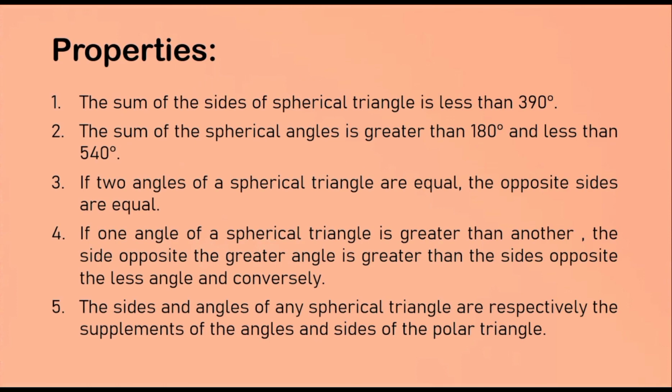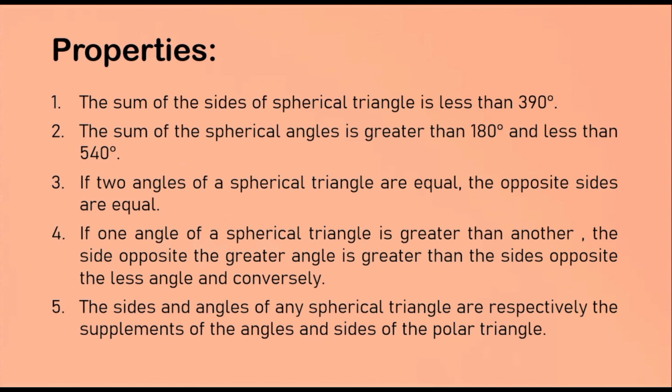There are 5 properties of a spherical triangle. Number 1, the sum of the sides of a spherical triangle is less than 360 degrees. Number 2, the sum of the spherical angles is greater than 180 degrees and less than 540 degrees. Number 3, if two angles of a spherical triangle are equal, the opposite sides are equal.